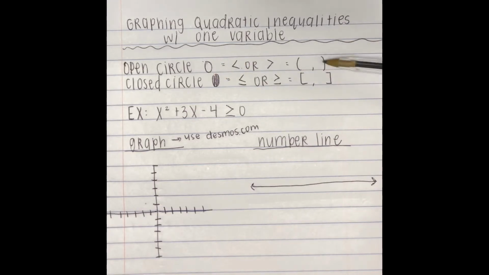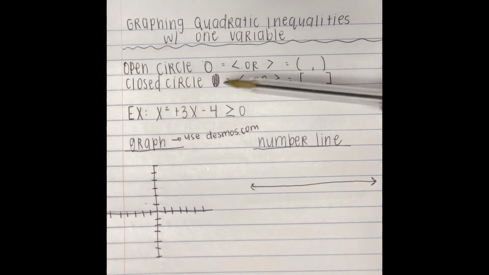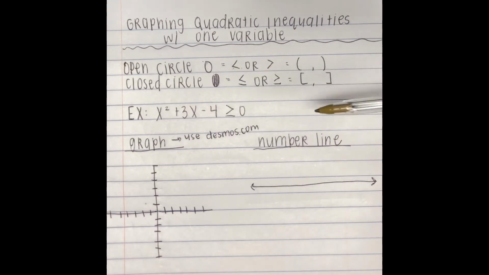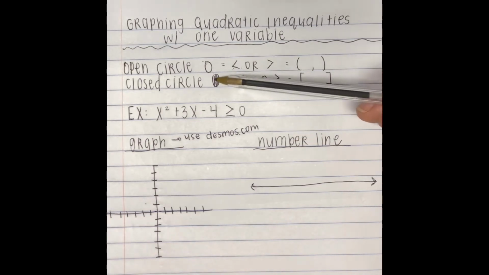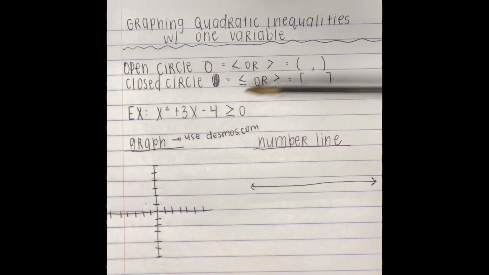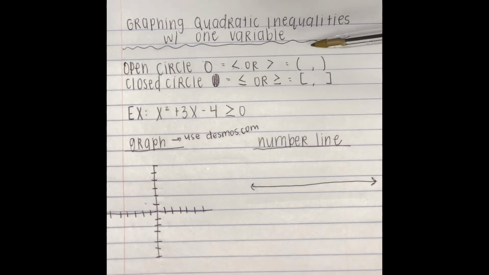And you would also use parentheses in the case of an open circle or a less than or greater than sign. With closed circles, that's when you have less than or equal to, so the closed circle shows you can actually equal that number. So with less than or equal to, or greater than or equal to, you would use a closed circle or brackets, okay? So open circle, parentheses, closed circle, brackets.